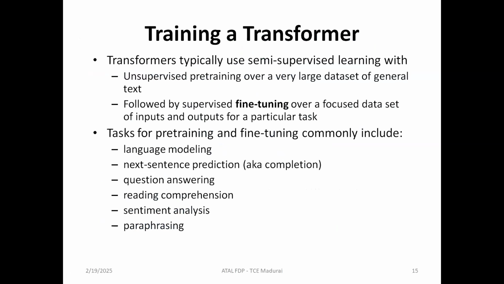Then transformers typically use semi-supervised learning, with unsupervised pre-training over a very large data set of general text, followed by supervised fine-tuning over a focused data set of input and output for the particular task. So hyperparameter fine-tuning is very important for a clinical ChatGPT. Tasks for pre-training and fine-tuning commonly include language modeling, next sentence prediction, question answering, and sentiment analysis. Here for the medical case, we are supposed to make use of only the question answering part.